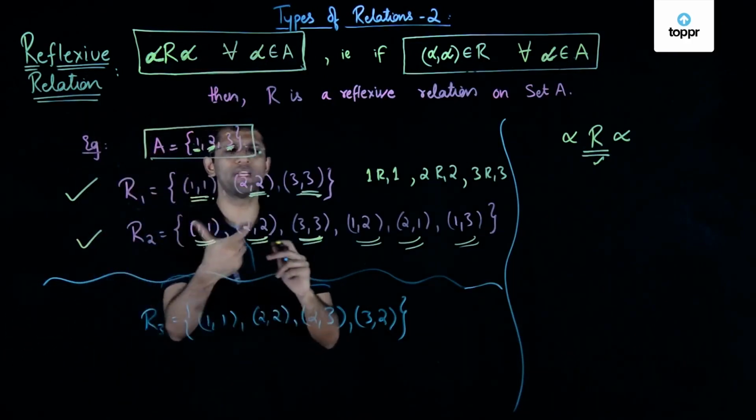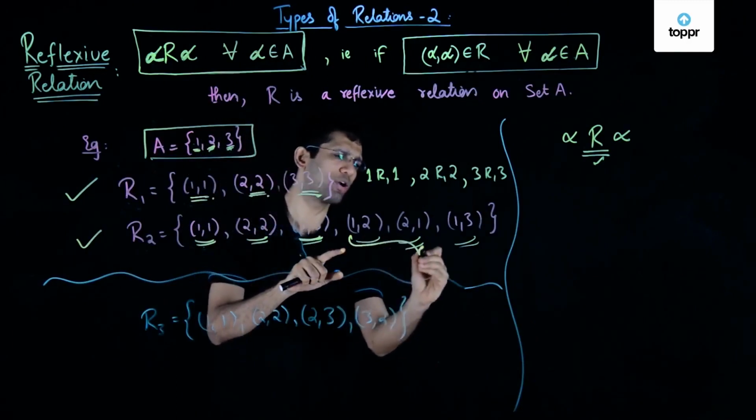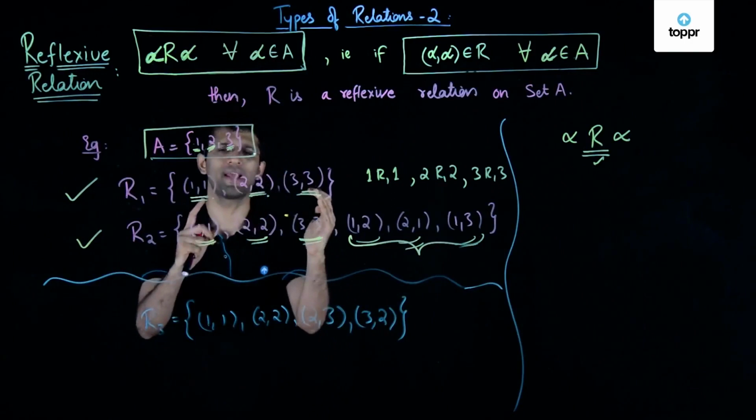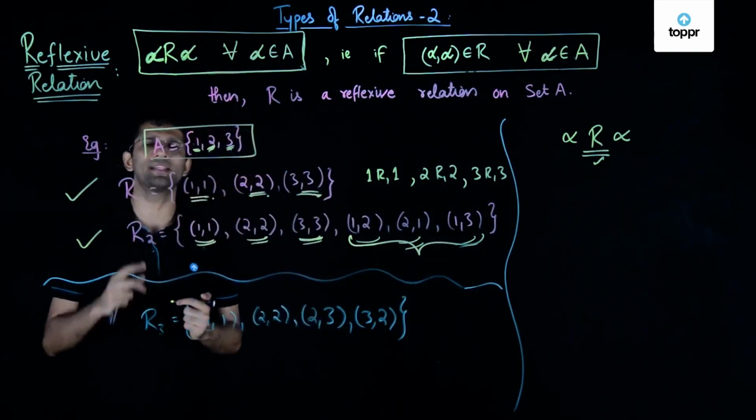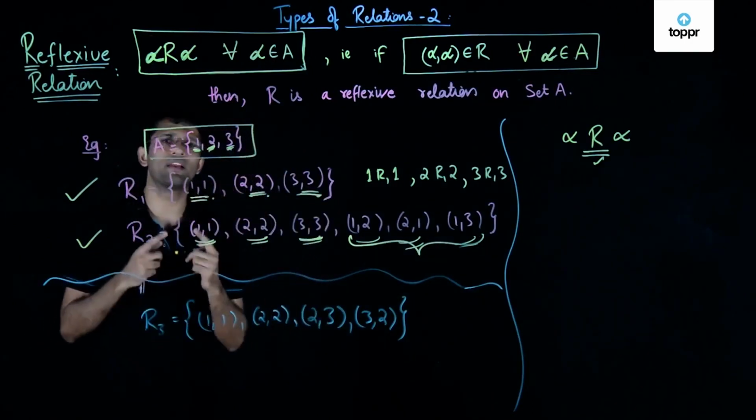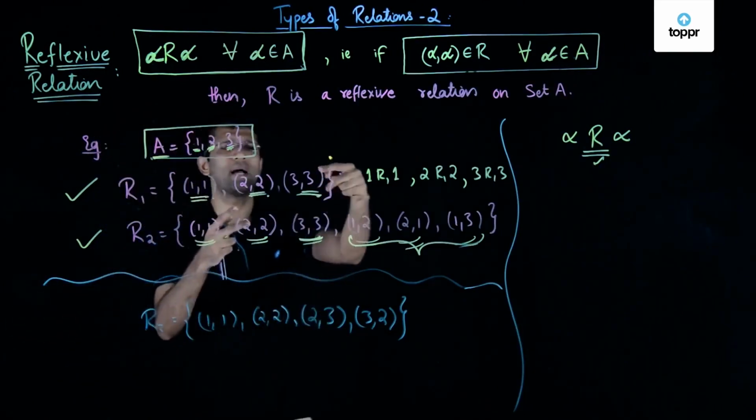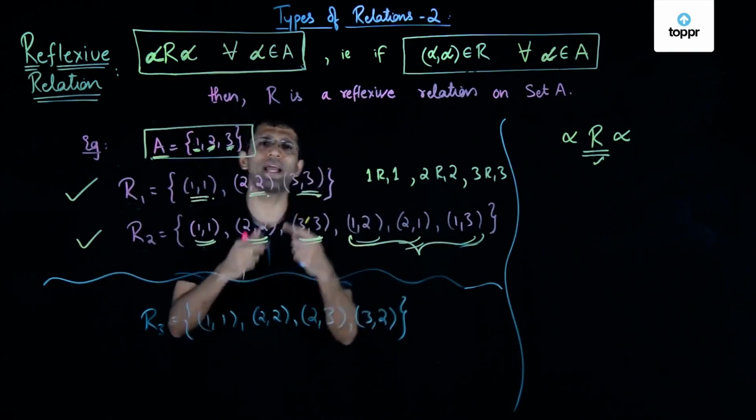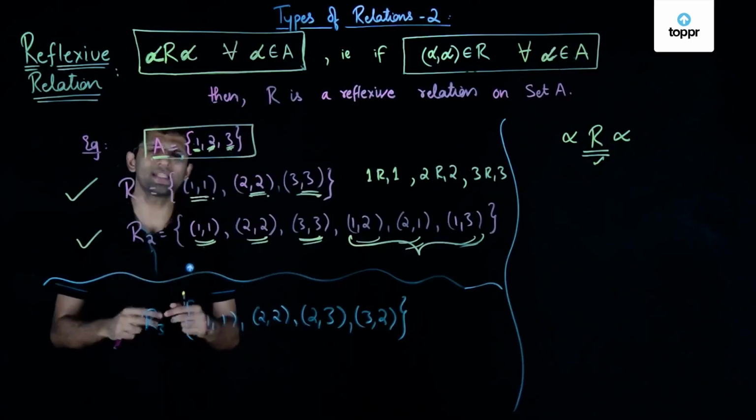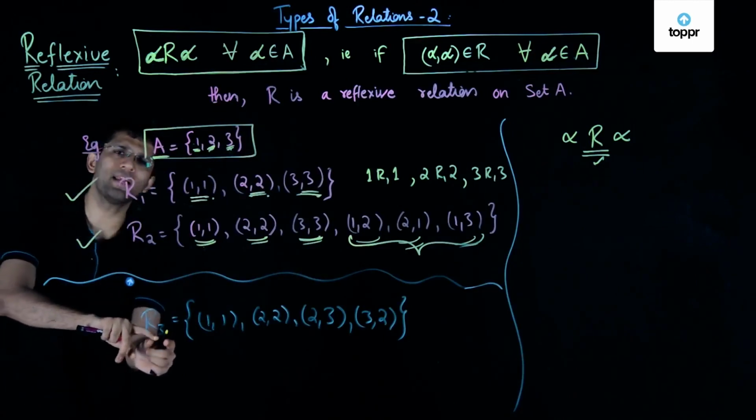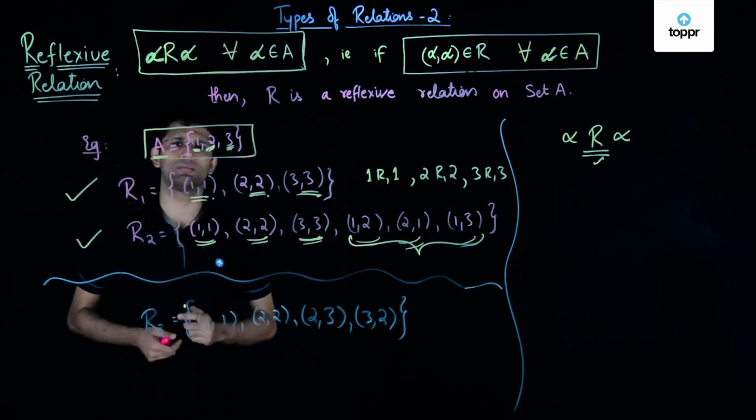Note that in addition to these 3 ordered pairs, we also have 3 more ordered pairs here. But they do not matter. So as long as these 3 ordered pairs exist in a relation R2, then we can say that R2 is a reflexive relation on set A. Well, we have now seen 2 examples of reflexive relations. Let us see yet another example, and now let us try to find out if R3 is again a reflexive relation on A or not.